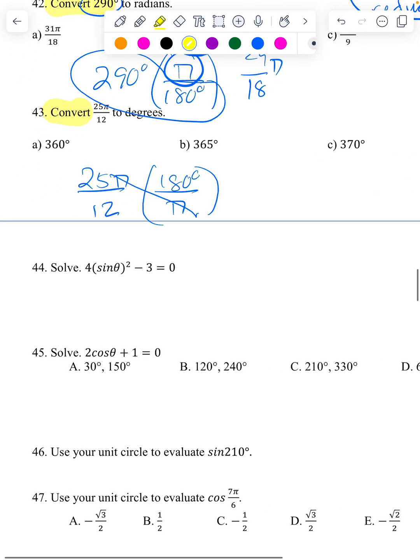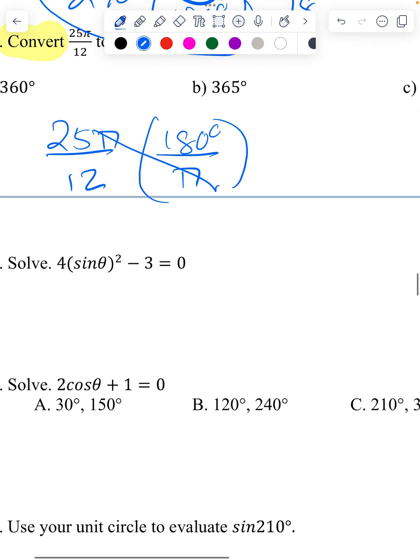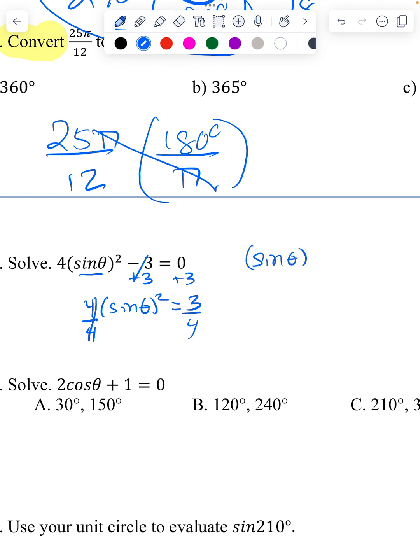Now we did solving. Solving is going to be solving like normal, where we're trying to get this part alone. So I'm going to start by adding 3. Then I'm going to divide by 4, just trying to get that part alone. So now I have sine of theta squared equals 3 over 4. Here's the part where a lot of people went wrong. When you introduce the square root, you have to remember to add plus minus into the problem.